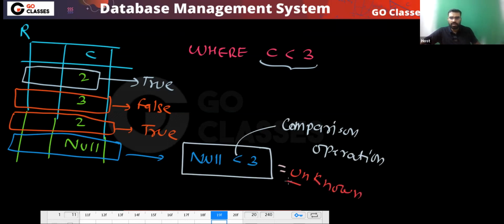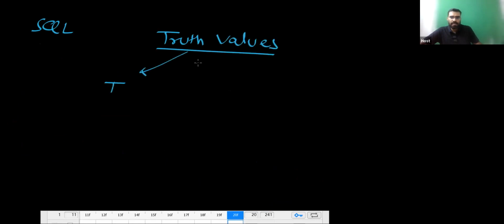That is unknown. So this unknown is another truth value. Yes or no? This is a third truth value, because in SQL you have three truth values. In SQL, how many truth values are there? There are three truth values: one is true, one is false, and another is unknown. So this unknown is another truth value.